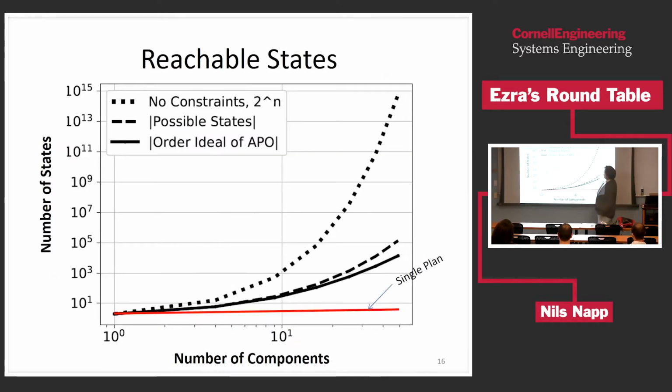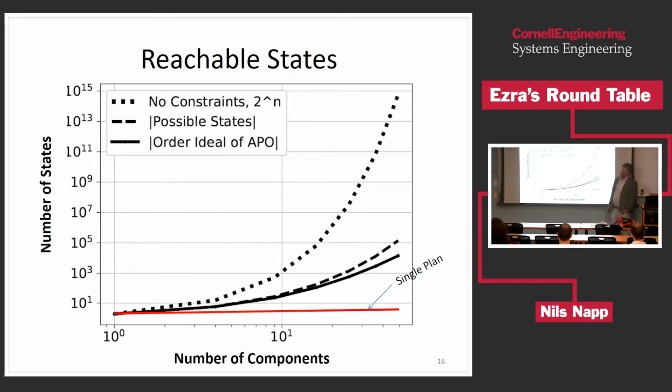But now this gives us a really nice way of analyzing the whole construction mechanism, right? Where there are 3 lines or 4 lines here. This is the number of states that I could potentially reach. It's 1 if I only have a single plan. Like it's not 1, it's n, whatever the number of parts is.